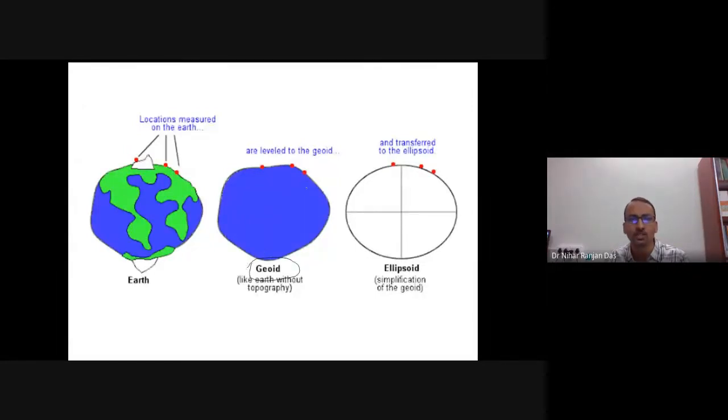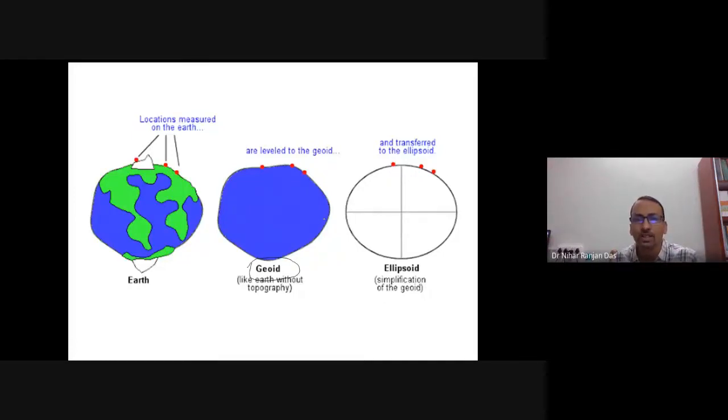This geoid shape is very much irregular. Somewhere, as I have already told you, there are the Himalayan ranges, and somewhere the Grand Canyon is there. So it is an irregular shape. But for measurement purposes, we have to fix a datum, some benchmark elevation, or as we call it, mean sea level, from which we usually compute or estimate the elevations of different places.